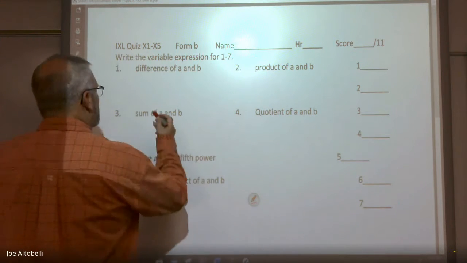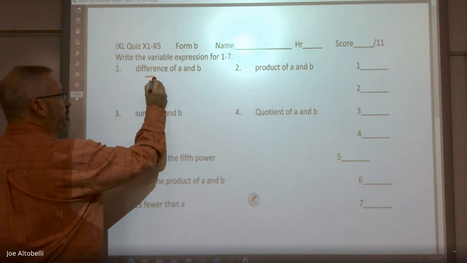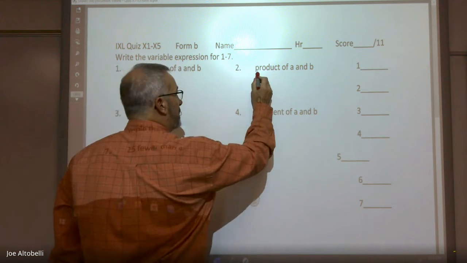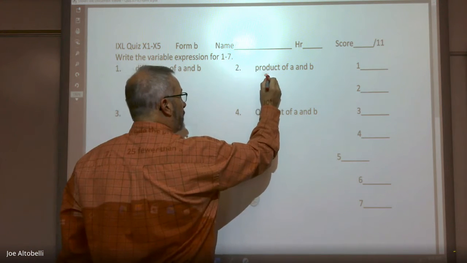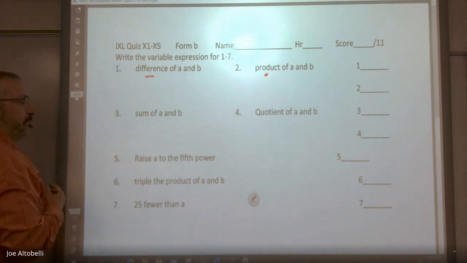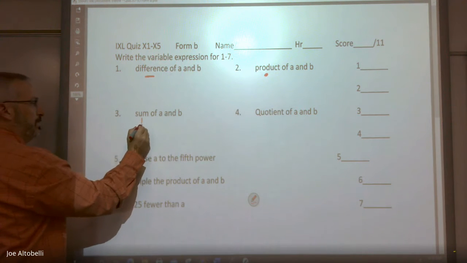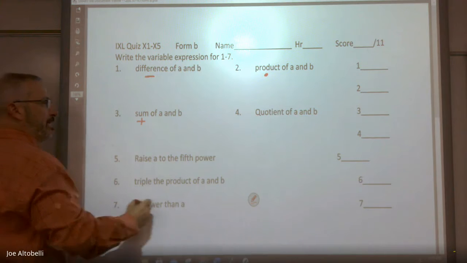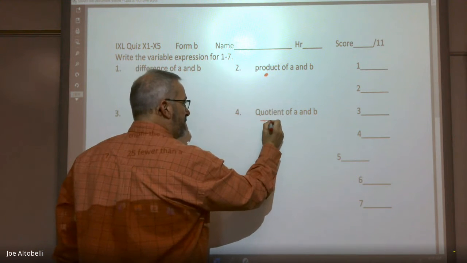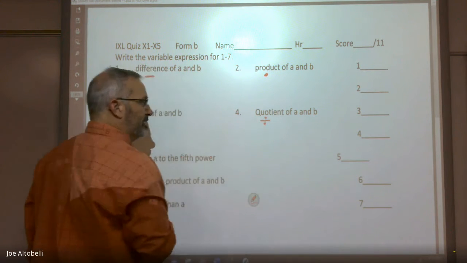All right. The difference means to subtract. The product means we're going to multiply. The sum means to add. And the quotient means we're going to divide.